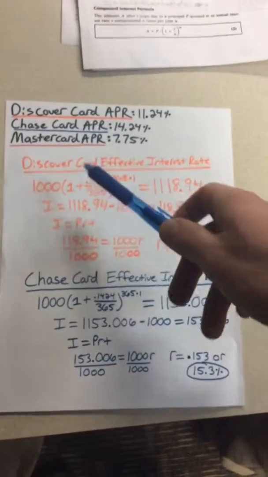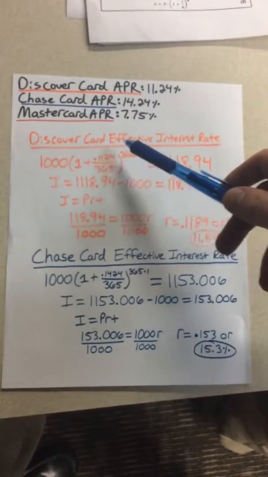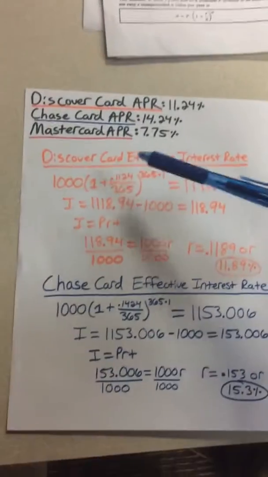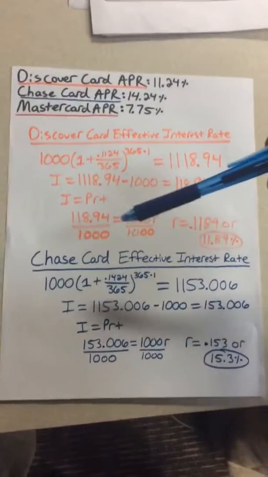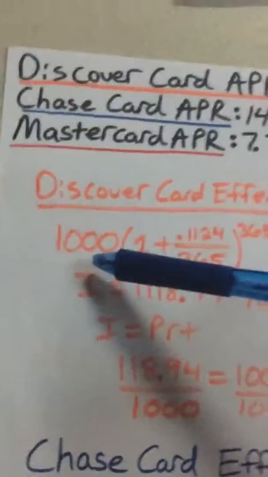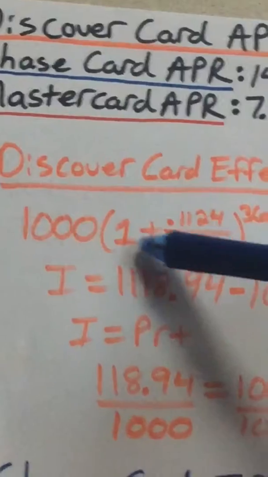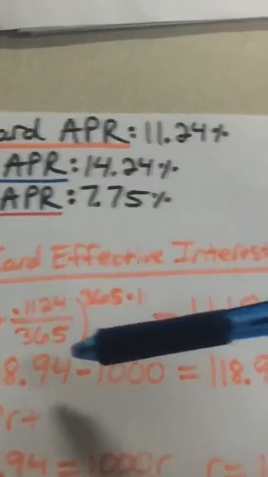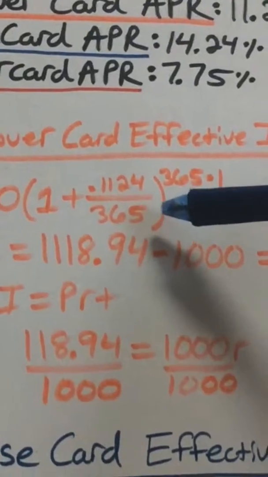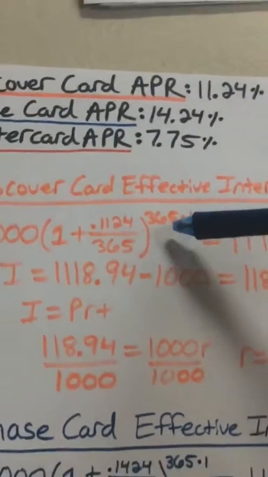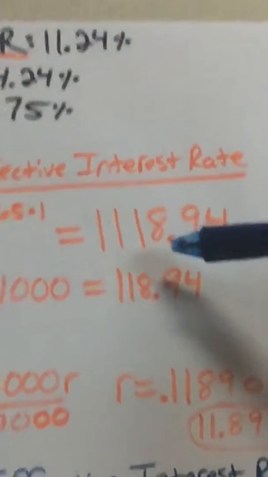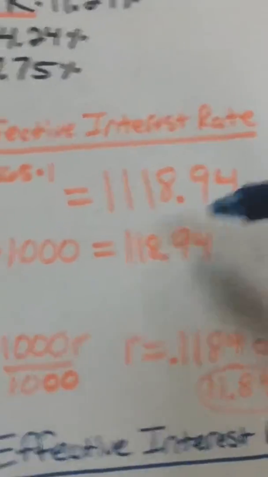First off, we used the Discover card to find the effective interest rate. And we used the compound interest formula of A equals P times (1 plus R over N) to the NT. And we plugged in 1,000 as our principal. And we used 1 plus 0.1124, which is the APR for the Discover card, over 365 because it is compounded daily, raised to the 365 times 1 over a year, and you get 1,118.94.